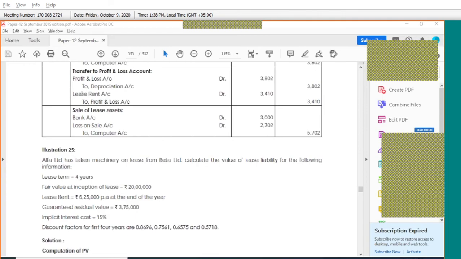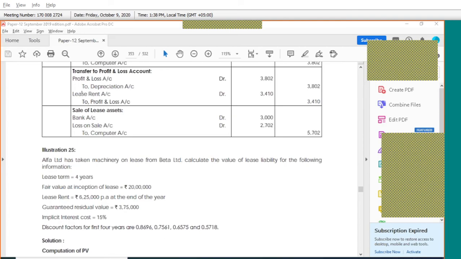One more thing is, the lessee is giving a guarantee to the lessor that after 4 years he is ready to buy that asset for some value, that is the guaranteed residual value. Residual value we normally calculate at the end of the useful life of the asset, which means the life of the asset is also 4 years. That is why he is offering guaranteed residual value, because there is no significant value.